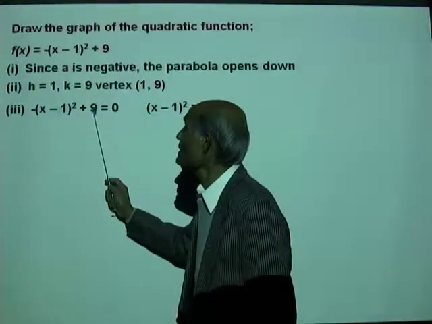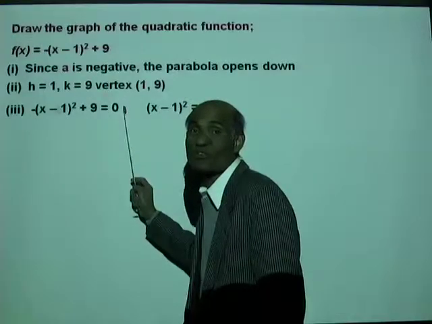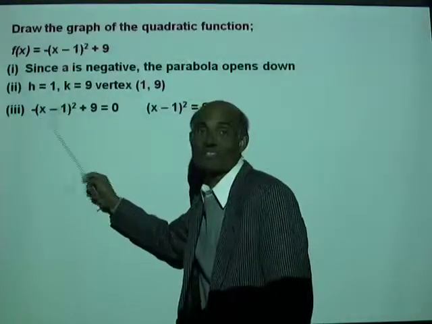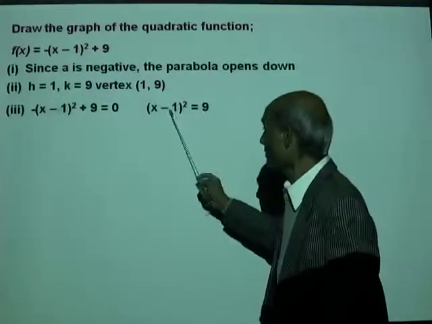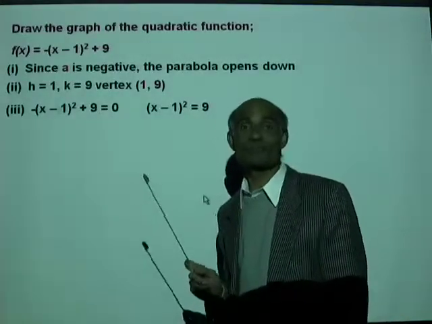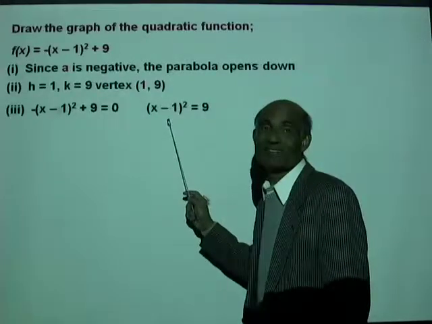If you keep the 9 on the left hand side and take this negative quantity to the right hand side, it will become a positive quantity. So (x - 1)² = 9. Alright, can you solve for this? Take the square root of both sides. And what will you get?